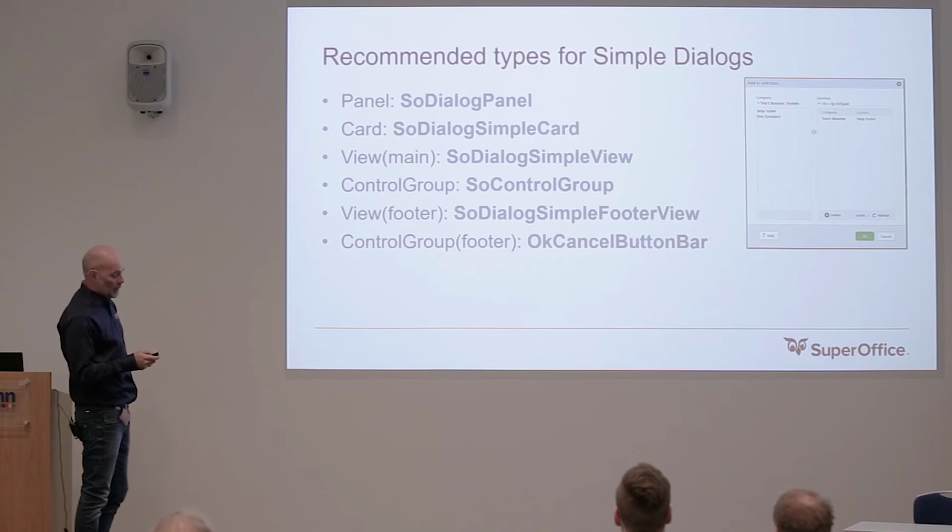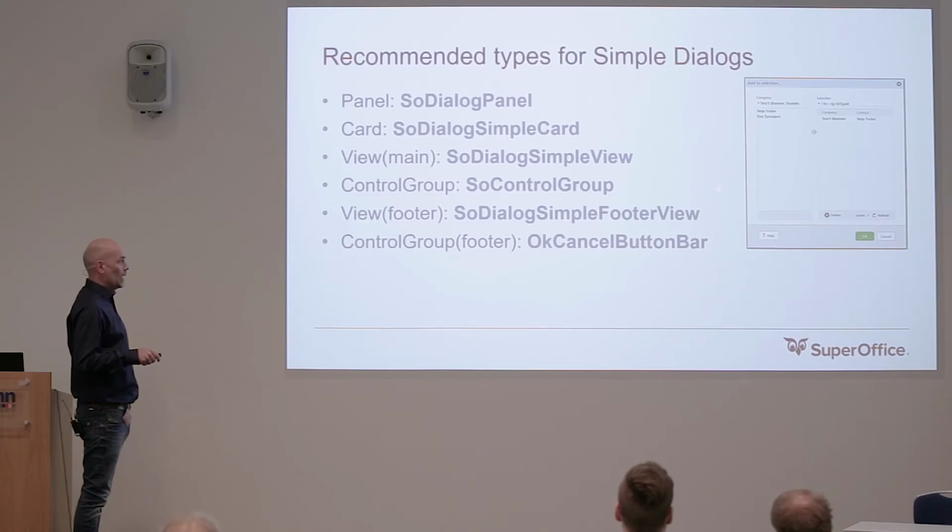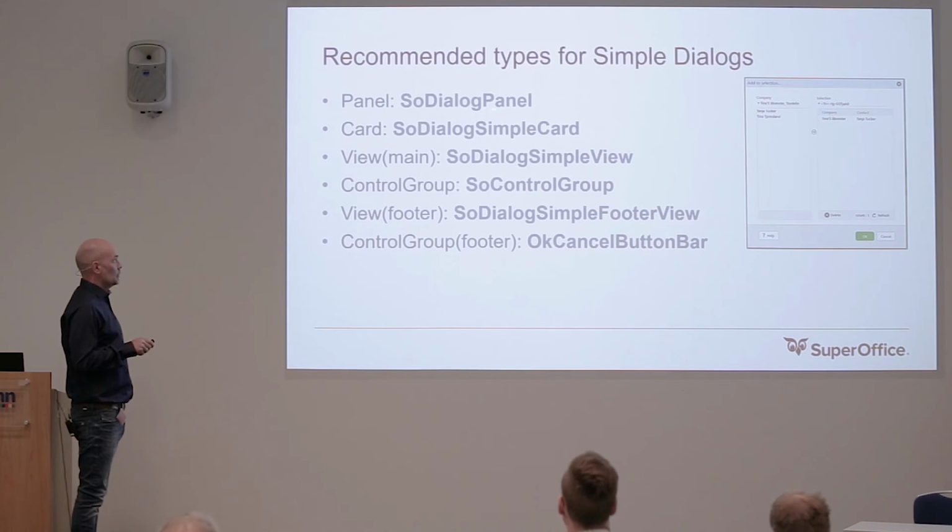Recommended types for making a simple dialog. A simple dialog is like this. It has no header, and it's just a dialog with a button bar here. You have the SO dialog panel and SO simple dialog card. This is basically standard panel card views with styles that make it look okay in the dialog. Most of the difference between an SO panel and SO dialog panel is the styling. The functionality is pretty much the same.